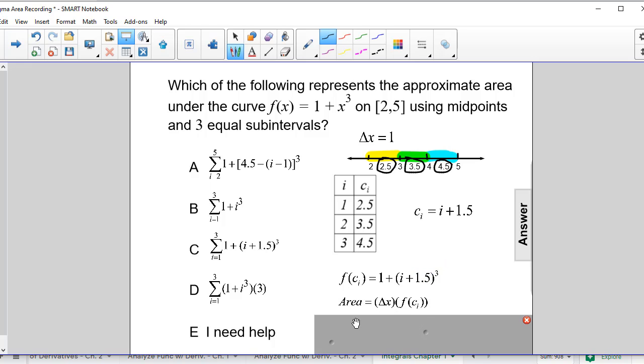Now the area is going to be delta x times f of c sub i. From up here, we know delta x is equal to 1, and we know that f of c sub i is equal to 1 plus i plus 1.5 cubed. Since 1 times anything is itself, what we have is the summation from i equals 1 to 3 of f of c sub i, so our correct answer is C.